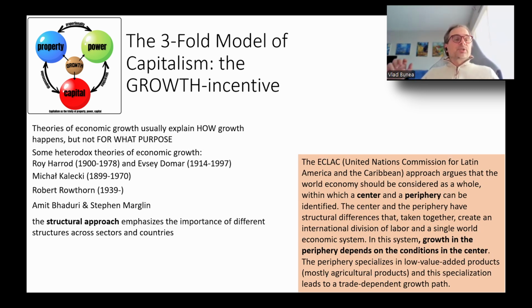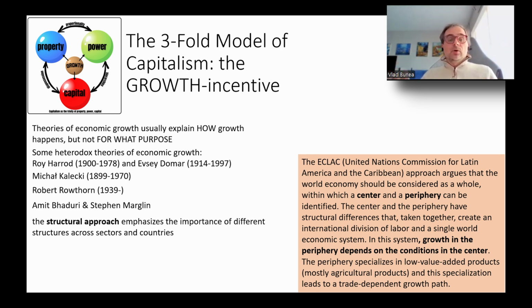We see the structural approach that emphasizes the importance of different structures across sectors and countries. One example comes from ECLAC. This approach argues that the world economy should be considered as a whole, within which a center and a periphery can be identified. The center can be thought of as the global north, the rich countries, and the periphery, the developing countries, the poor countries, also known as the global south. The center and the periphery have structural differences that, when taken together, create an international division of labor and a single world economic system.